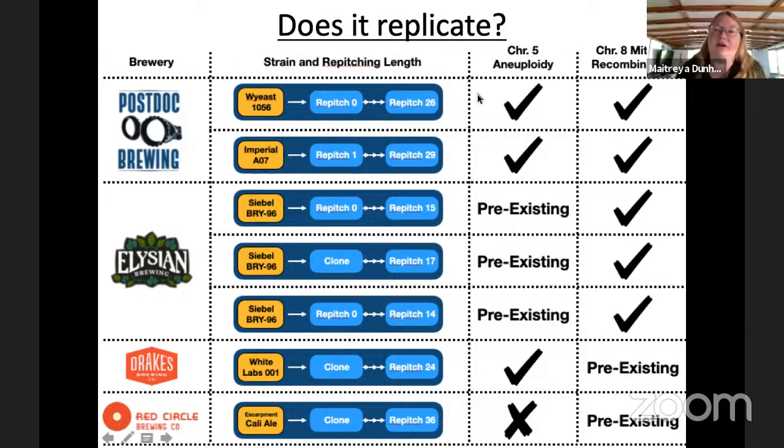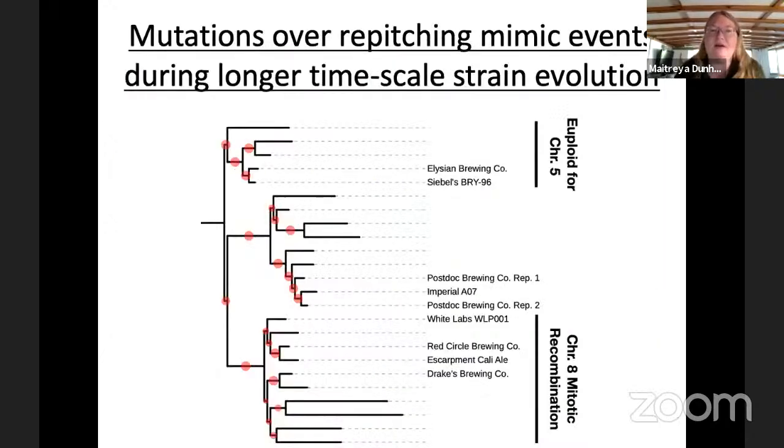So we saw this chromosome 5 copy number change and this chromosome 8 recombination. One thing that was really interesting was when we started looking more at these ancestral strains, some of them already had these mutations which were accumulating de novo in our fermenters. What we think that indicates is that what we're able to capture over these shorter term serial passaging experiments, which, to my mind, look a ton like experimental evolution, is indicative of patterns that you see over longer term strain evolution as well.